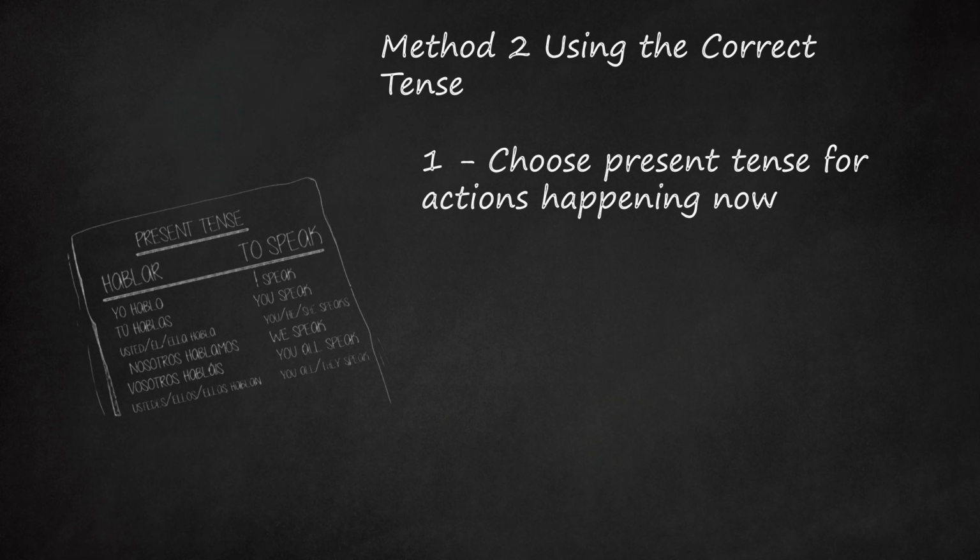For the verb hablar, to speak, present tense conjugation would be yo hablo, I speak, tú hablas, you speak, usted, él, ella habla, you, he, she speaks, nosotros hablamos, we speak, vosotros habláis, you all speak. This form is used only in Spain, and ustedes, ellos hablan, you all, they speak.